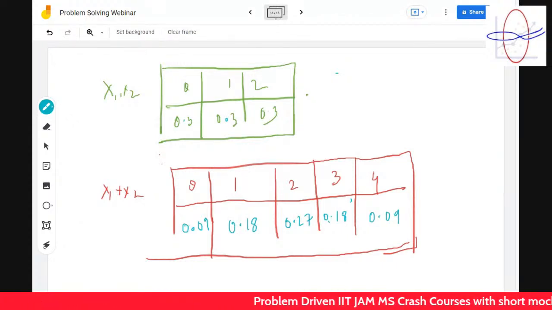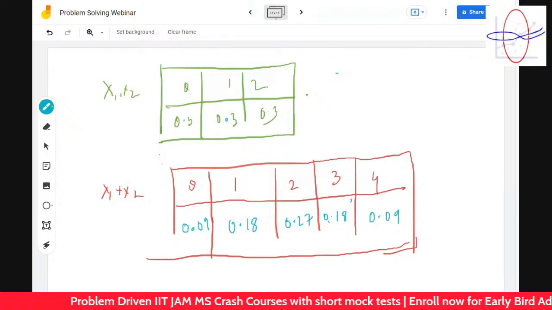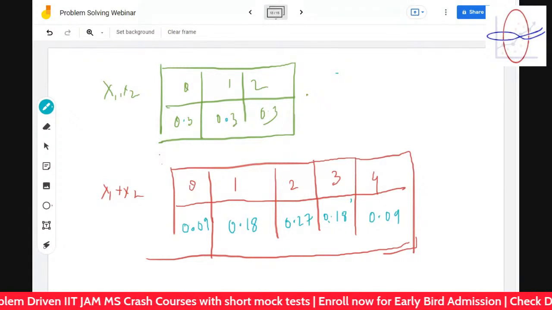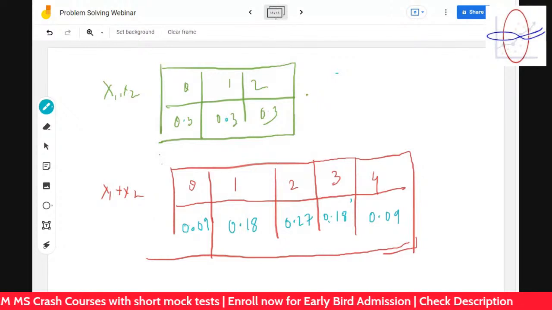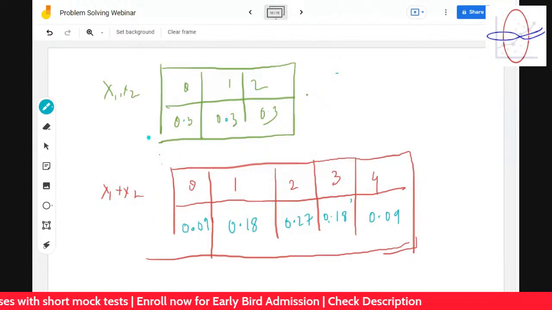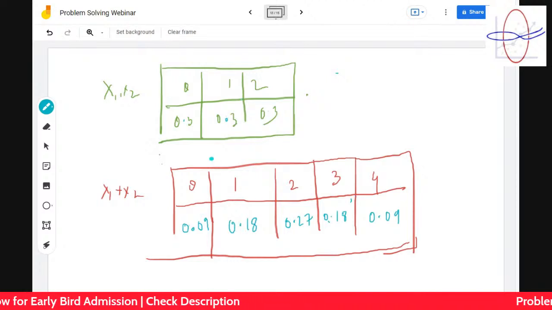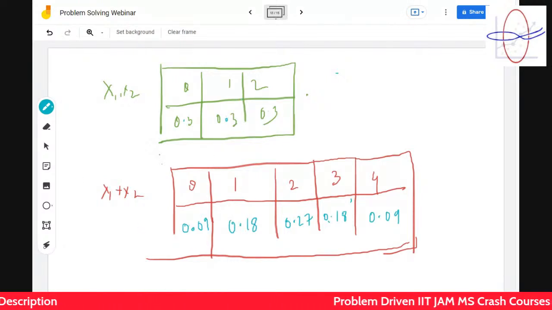So x1 and x2, did you understand the distribution of x1 and x2? I'm doing a PMF. So my question is that if this is the case, then what is the distribution of x1 plus x2? PMF, joint PMF. From the joint PMF of x1 and x2, it's of course independent. So PMF of x1 plus x2 now, the singular PMF.